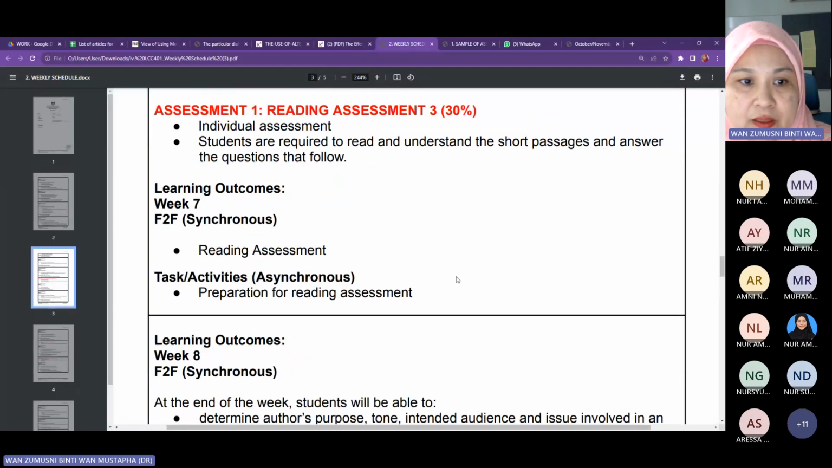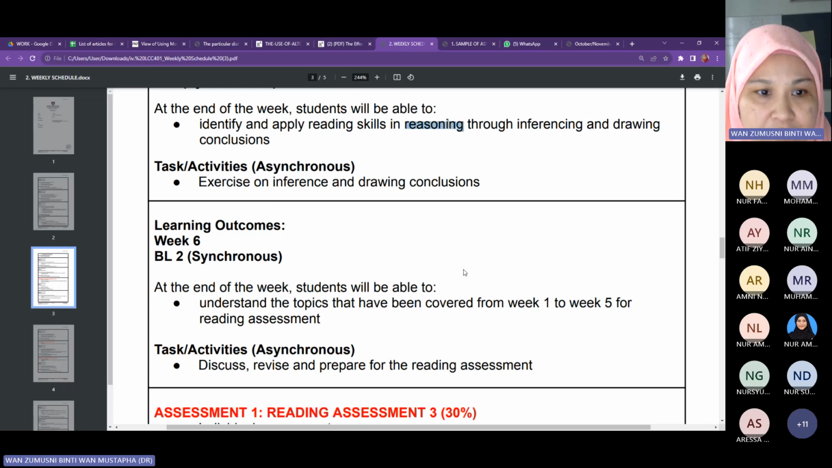Okay. So if you look at the weekly schedule, we've gone through the sample. Go through your marks. If there's anything that you are not sure, then you can refer to me, calculate your marks, so you have an idea, okay? Because when you come back from your mid-semester break, week 7, that is already assessment 1. Okay, that is already reading assessment 30%, and that will be on week 7.